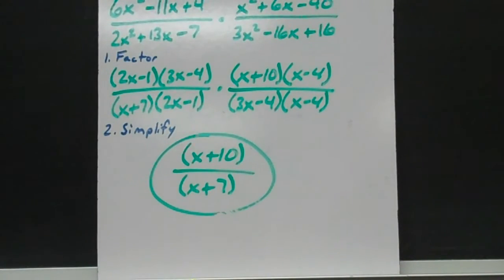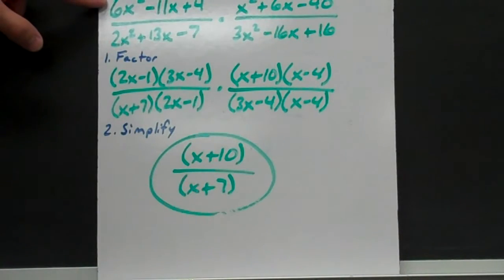Usually when we do a problem like this, you're going to see it written in this form. 6x squared minus 11x plus 4 over 2x squared plus 13x minus 7 times x squared plus 6x minus 40 over 3x squared minus 16x plus 16. First thing you're going to have to do is factor everything. I'm not going to go through the factoring, we've done that before. If you have questions on that, please go back to the factoring lesson.